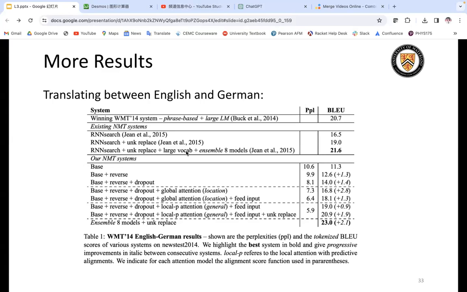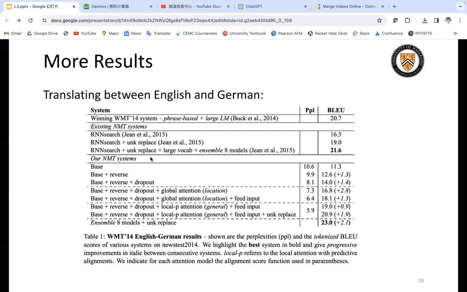Local P refers to the local attention with predictive alignments, and we indicate for each attention model the alignment score function used in parentheses. So here, for example, existing NMT systems such as RNN search with some unknown replace. Unknown replace means we replace translated words that are not in the vocabulary. And an ensemble of 8 models simply means we have 8 models that predict the output and we combine them together.